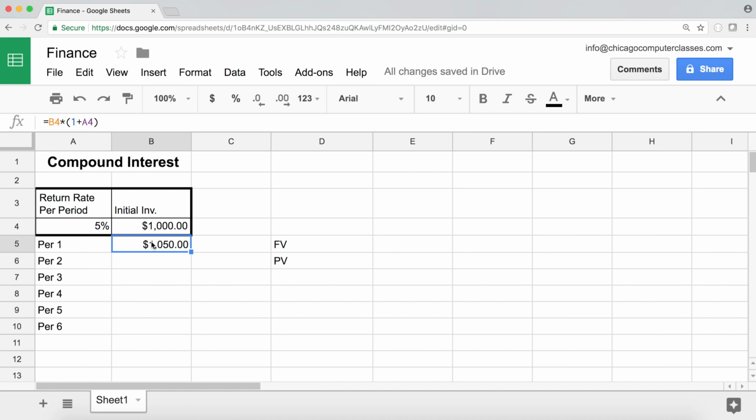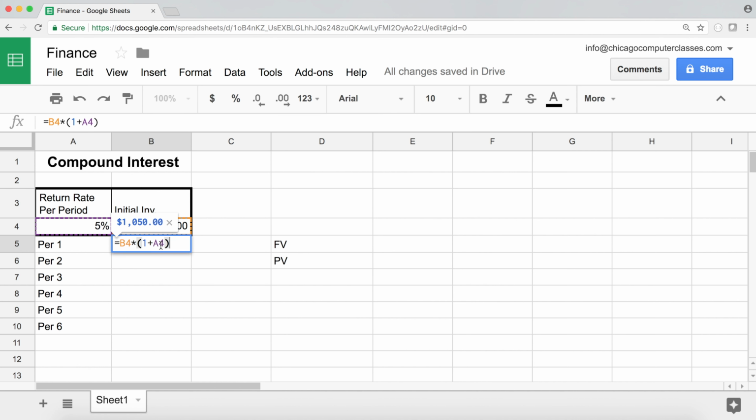Now, what does compound interest mean? Compound interest means that in the next period after this, when we move to period 2, this 5% that increases our investment is not going to apply to the initial investment value. It's going to apply to our investment value after the return in our first period. So now we're going to take this 1,050 and basically add 5% to that.